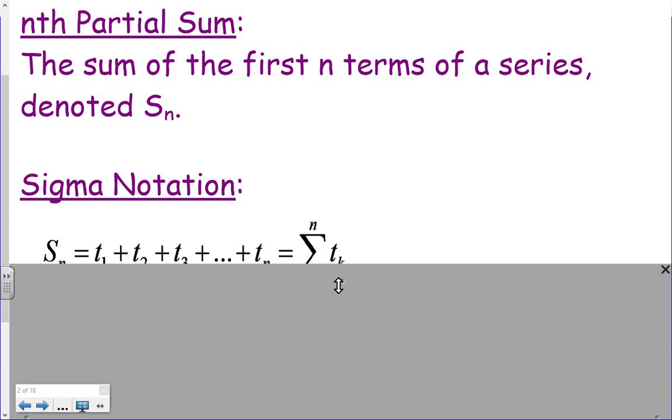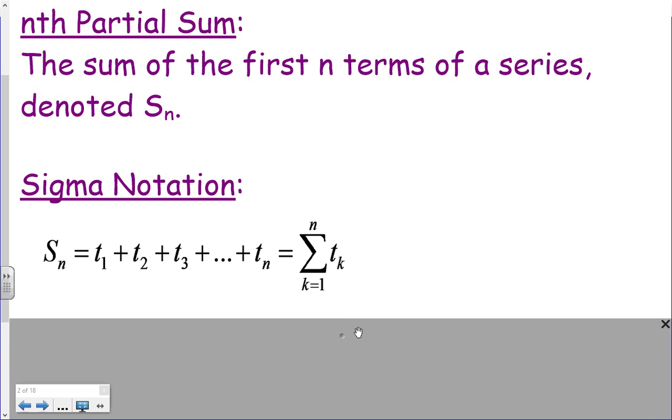We can use what's called sigma notation. That's the uppercase Greek letter sigma, that E-shaped symbol there. We can use that to represent a partial sum. So S sub n is really just the sum of your terms, t sub 1, t sub 2, t sub 3, all the way up to t sub n. That's just writing out explicitly what terms you're adding up. But you can then take that and write it in summation notation, or sigma notation.